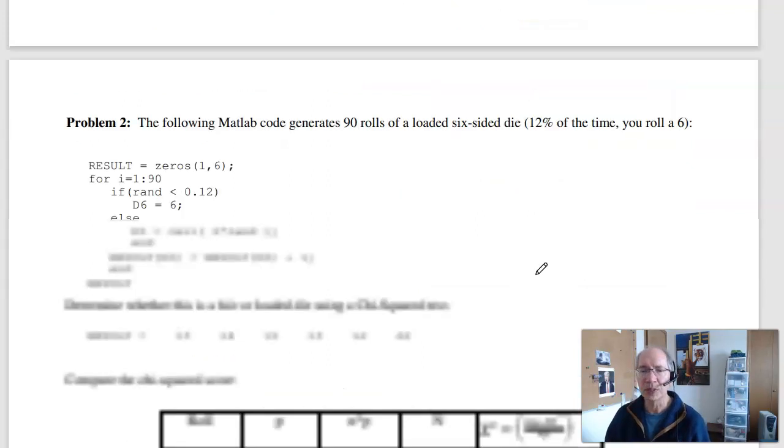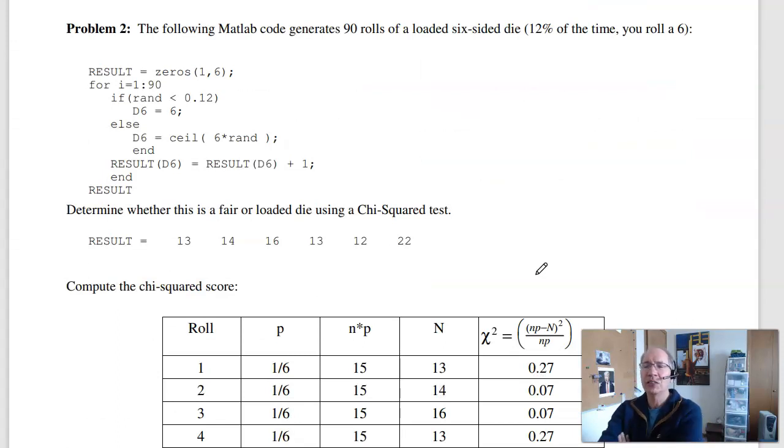That's problem 1. Basically, MATLAB is pretty well debugged. Its random number generator is pretty good.